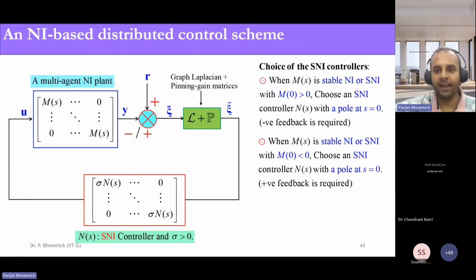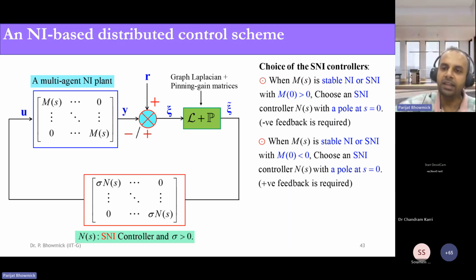The second case is that the plant is stable NI or SNI, but its DC gain is negative. It can happen, although those types of cases will be very rare. In that case, we'll have to choose an NI controller. Again, please don't mind the typo. It is not an SNI, it should be the NI. We have to choose an NI controller with a pole at the origin, because otherwise we cannot nullify the steady state error. For the remaining consensus, we have already seen that the steady state error, zeta t, must go to zero.